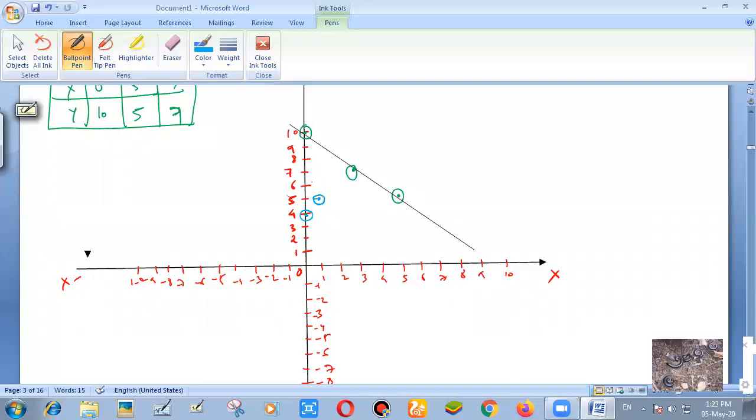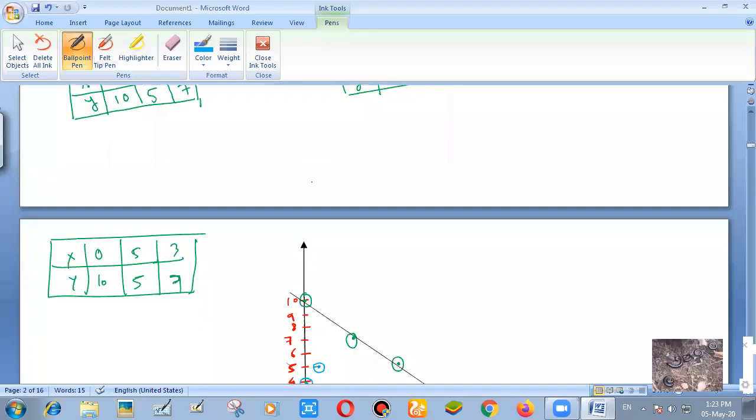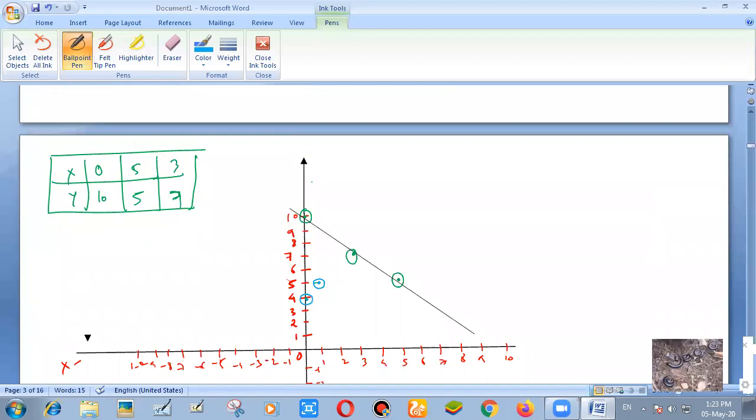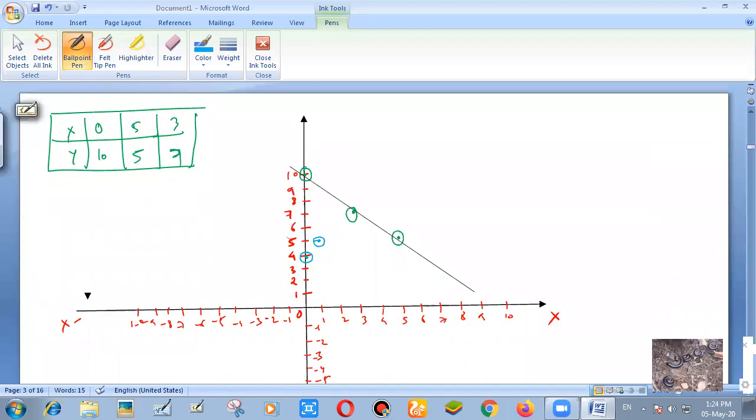Now the next value, 4, 8. Yes or no? 4, 8. So that means the value of x is 4 and the value of y will be 8. Approximately here. Yes or no? Approximately here.